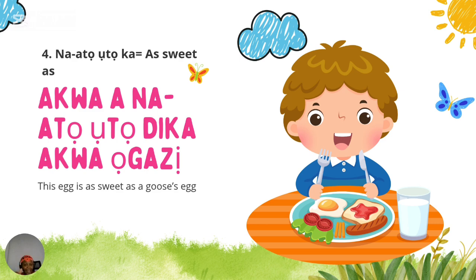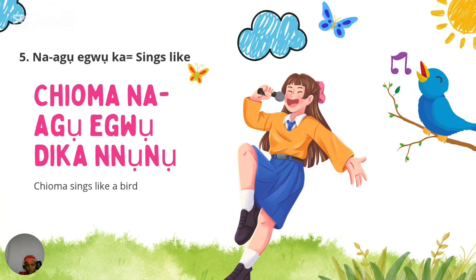Akwa, this egg, na-atọ ụtọ dịka akwa ogazi, is as sweet as a goose's egg. Akwa na-atọ ụtọ dịka akwa ogazi is as sweet as the egg of a goose. You see? So that is simile in action. Let's look at another one.